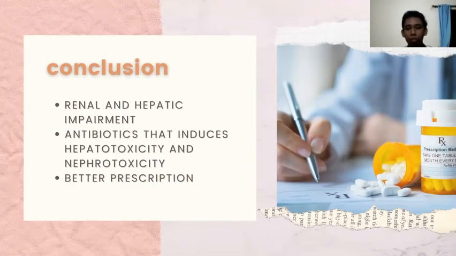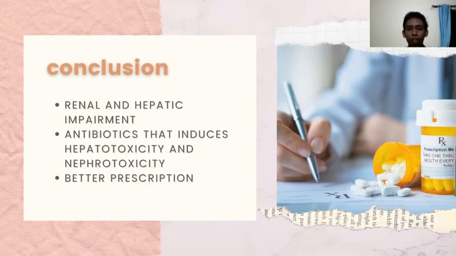Antibiotics are widely used due to their efficacy and effectiveness against microbial infections. Among the 12 classes, antibiotics which induce nephrotoxicity include tetracyclines, chloramphenicol, quinolones, oxazolidinones, and lipopeptides. In addition, antibiotics that induce hepatotoxicity include beta-lactam antibiotics, sulfonamides, aminoglycosides, glycopeptides, quinolones, and lipopeptides.